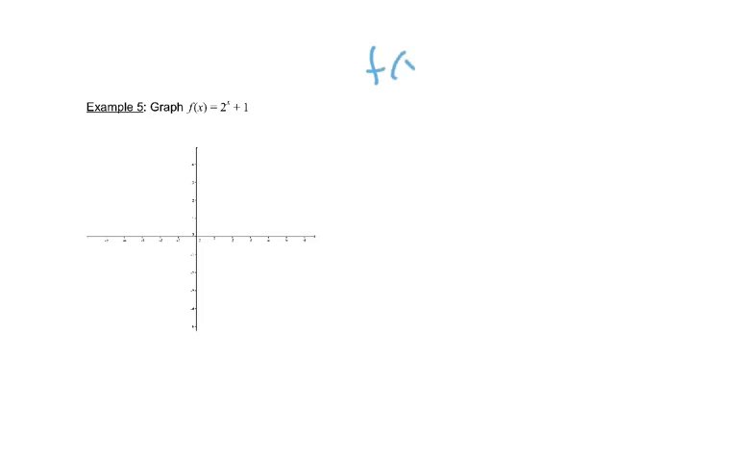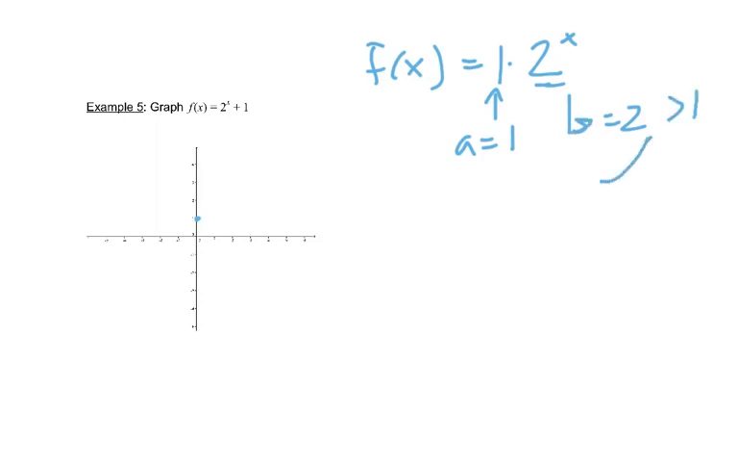Okay, so again, let's deal with it without the plus 1 piece for a second. Again, there's no a listed there, so we have to put a 1 there. A is 1, and that tells us it crosses at 1. B is 2. So that tells us, because that's greater than 1, that it's going to go up from left to right. Here's our dashed line, horizontal asymptote, and the graph would go like that.